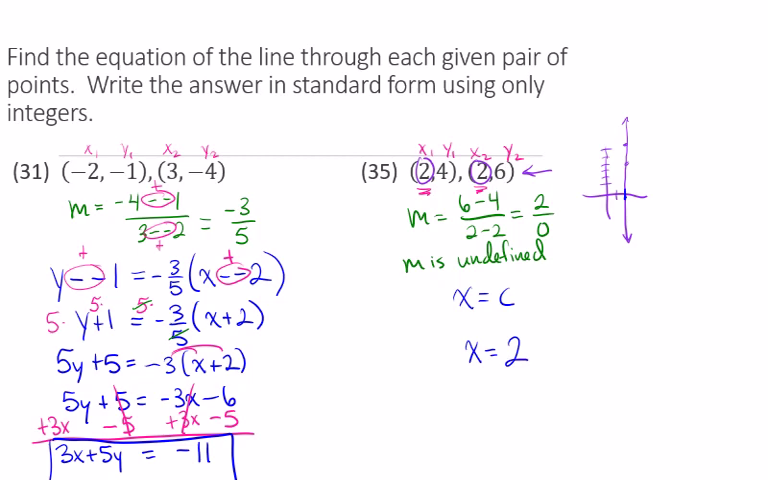Okay, and that actually is in standard form, right? So we don't have a y, so we can think of it as x plus 0y equals 2. And so this is actually our answer. Okay, so this one you can actually go straight to the answer once you recognize, oh, my x coordinates are the same. So it's just going to be x equals 2. All right.